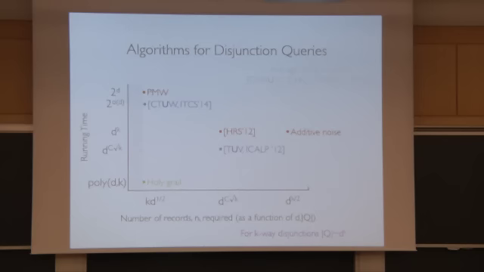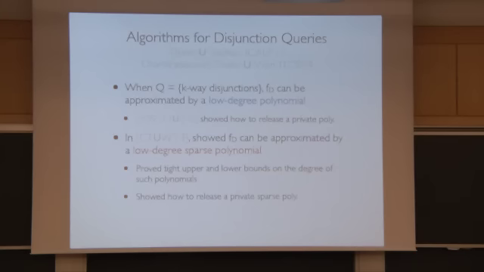Let me say a little bit about the techniques that go into these results. Using standard techniques from learning theory, this was first observed by Hart, Rothblum, and Servedio before my work on the problem. It's known that when you only care about k-way disjunctions, this function f sub D has an approximation by a low-degree polynomial. I don't want to explain exactly what I mean by this, but if you represent the query in an appropriate way, you can compute the answer to the query via some low-degree polynomial. In this work with Thaler and Vadhan, we showed a fast, simple algorithm for releasing a private version of the polynomial.